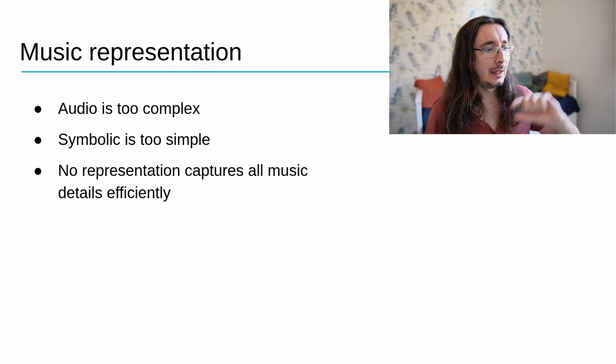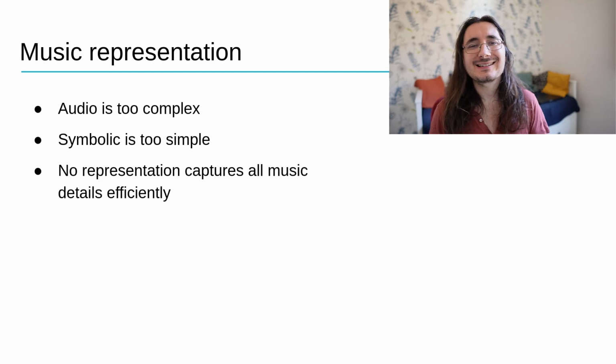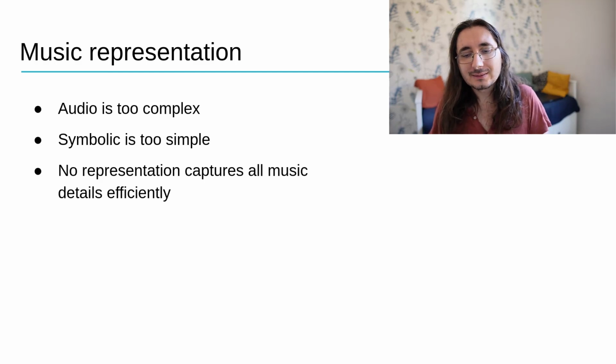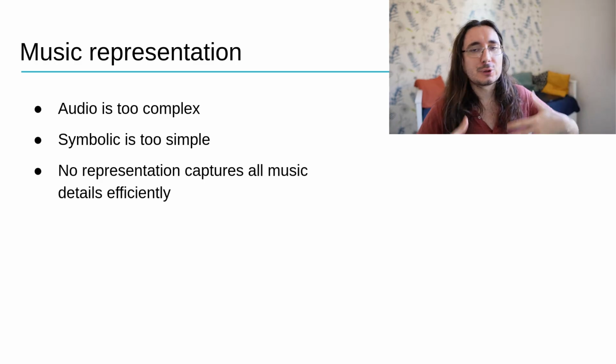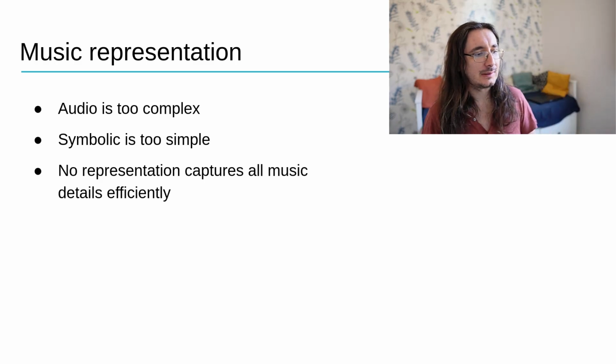By contrast, in the case of symbolic representations, these tend to be too simple. They oversimplify music. They have a lot of information about the compositional aspects, but they completely ignore all the production nuances and performance nuances.